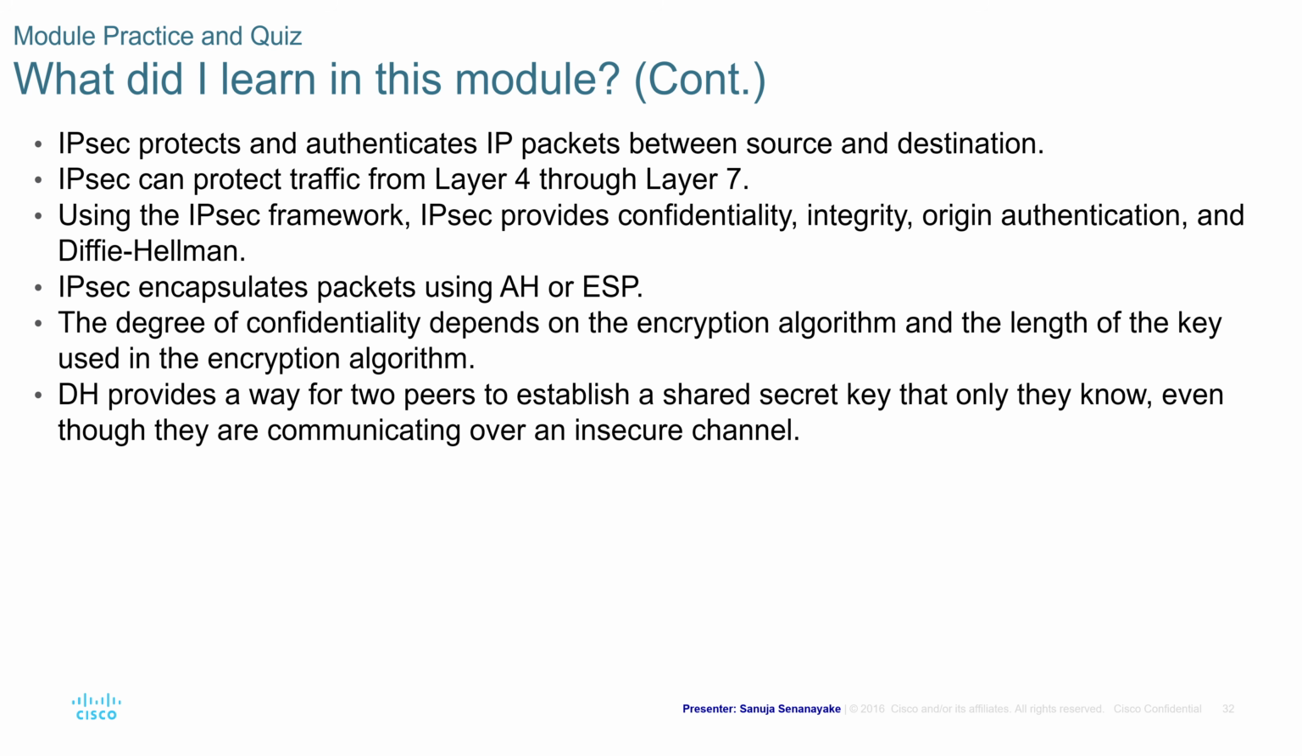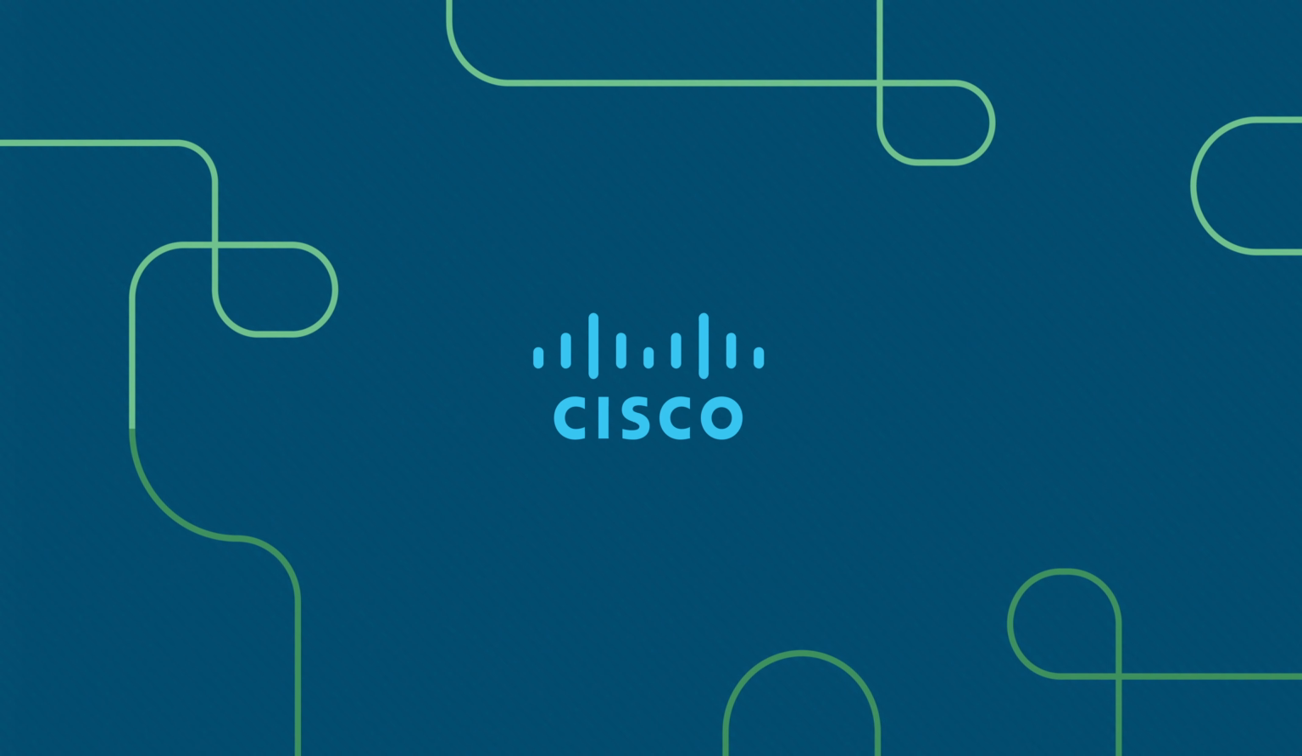DH provides a way for two peers to establish a shared secret key that only they know, even though they're communicating over an insecure tunnel. So remember that. DH provides a way for two peers to establish a shared secret key that only they would know, even though they are communicating that over an insecure tunnel. And that would bring us to the end of this module.